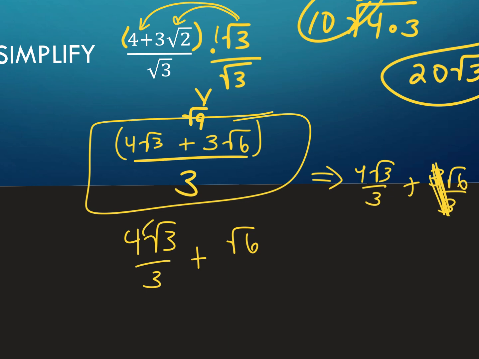But no, can you cross off this 3 and this one? No, because that 3 is attached to the 4 radical 3. Good question. All right.